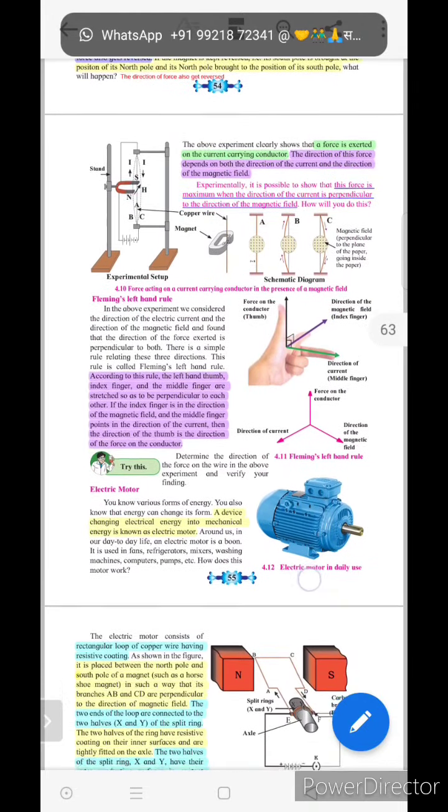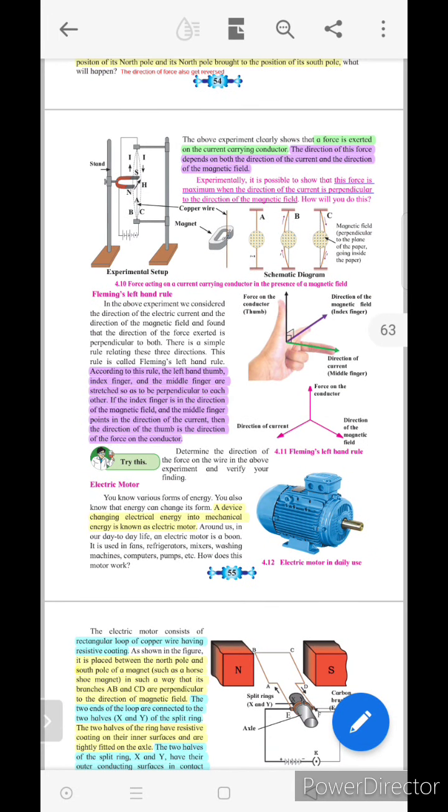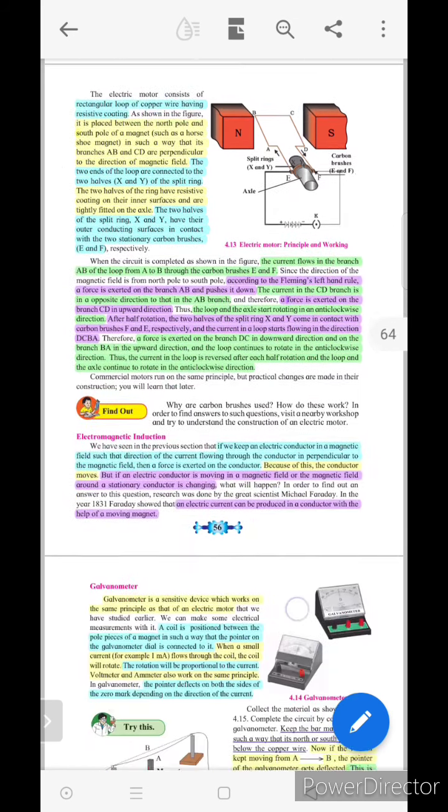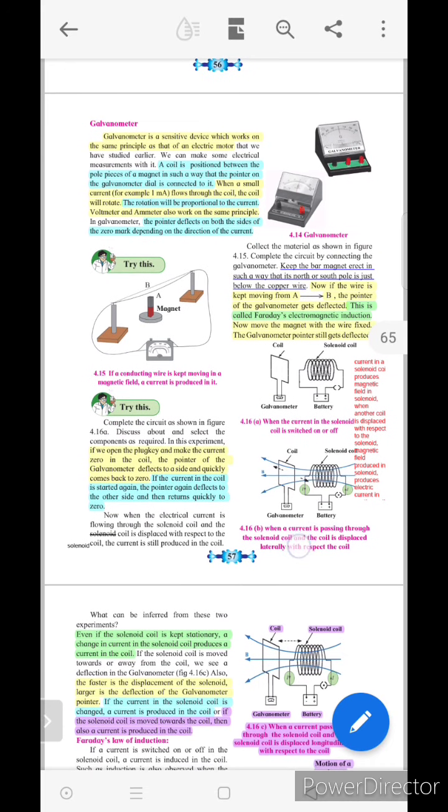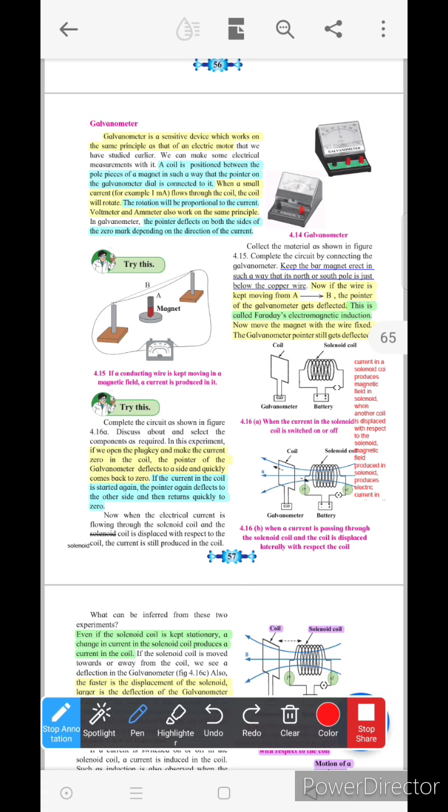Page number 55, same, there is no reduction. Page number 56, there is also no reduction. Page number 57, you can see the galvanometer, and that topic is removed. That galvanometer topic is removed.